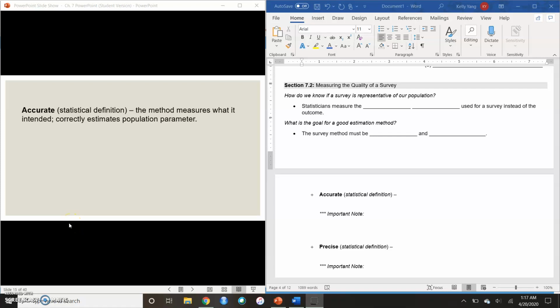Okay, so accurate. The statistical definition for accurate suggests that the method measures what it's intended to, so it correctly estimates the population parameter. An important note about accuracy: accuracy is measured in terms of the bias. If there's no bias, then the method is accurate, and vice versa.